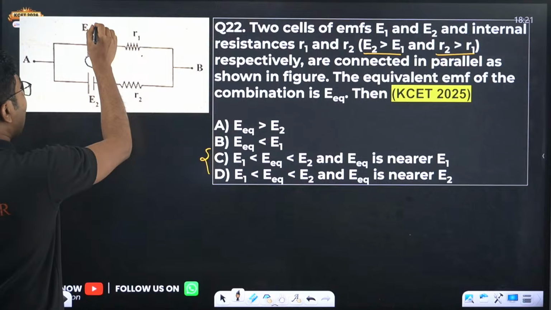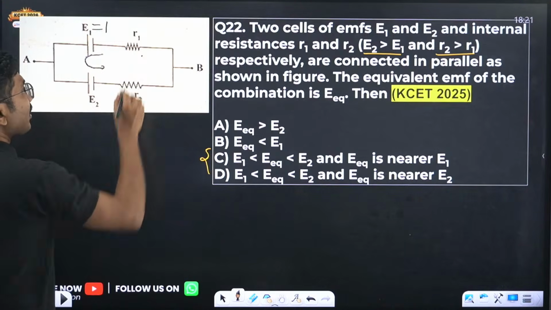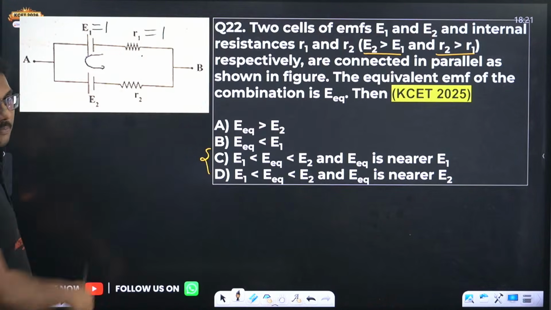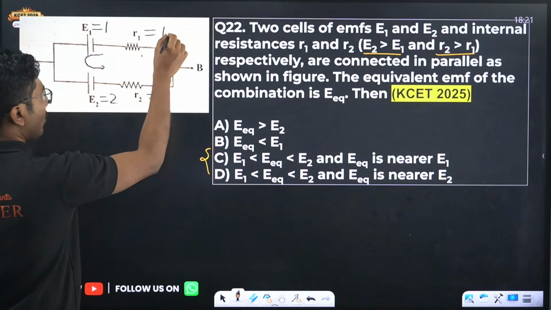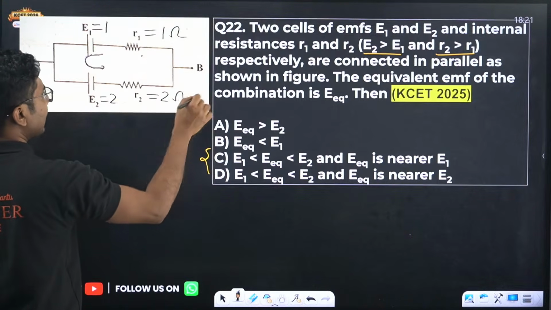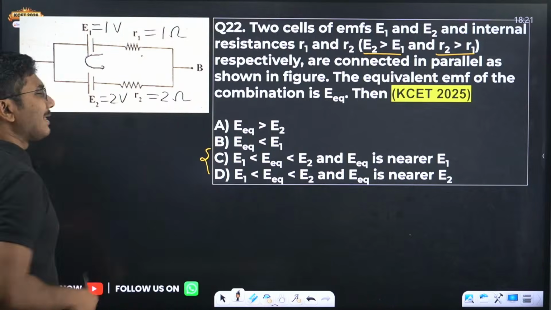For example, I will take E1 as 1, R1 as 1. I will take E2 as 2, R2 as 2. Ohm and volt, obviously the units are not the same. Now you might say, sir, can we take that?